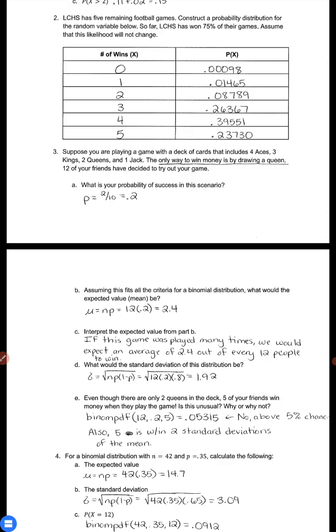So this is binomial. Okay, I'm not going to go through the 4 different reasons why. You can do that on your own. But we're just going to go through this table. So what's the probability that they don't win at all?